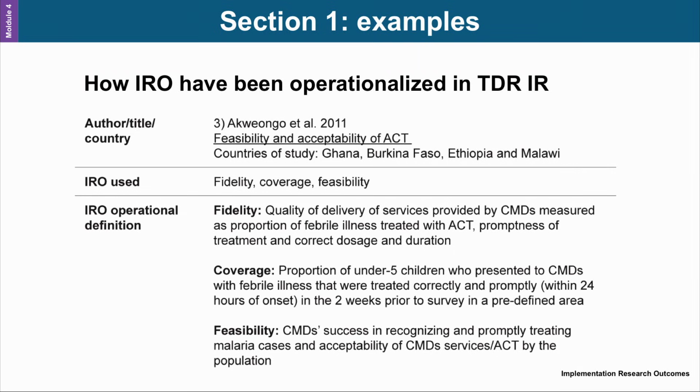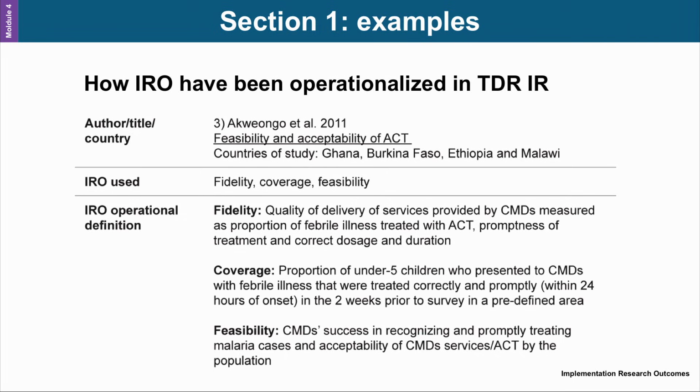Fidelity here was defined as services delivered by community medicine distributors as planned, which was measured as the proportion of febrile illnesses that was treated with artemisinin-based combination therapy, promptness of treatment, and correct dosage and duration. Coverage was defined as the proportion of children who are under 5 who presented to the community medicine distributors that were treated within 24 hours of onset in the 2 weeks prior to the survey in a predefined area.